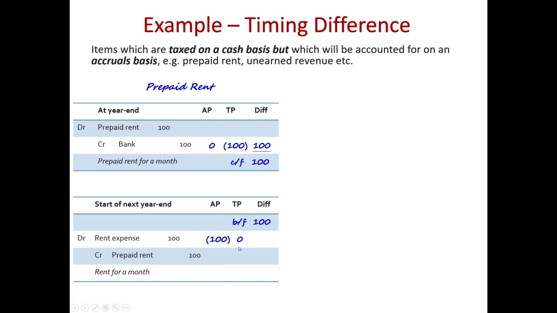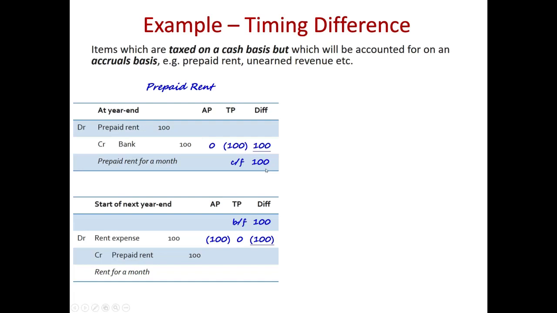But from the taxable profit point of view, there won't be any impact at all. Why? Because the item is taxed on cash basis. So at the time when you pay, which means at the previous year end, you already subtracted that from the taxable profit calculation. So you won't repeat that again. Notice that again you have a difference. The difference is in fact negative 100 minus 0, which is a negative 100.